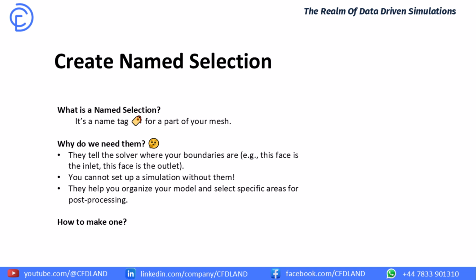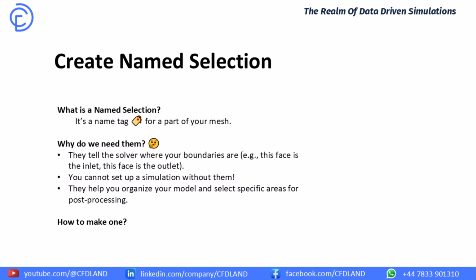So let's start with our first topic, creating a name selection. What is a name selection? As you can see on this slide, it's like a name tag. We select a part of our model, like a face or a group of faces, and we give it a simple name. And why do we need them? This is a very important question.